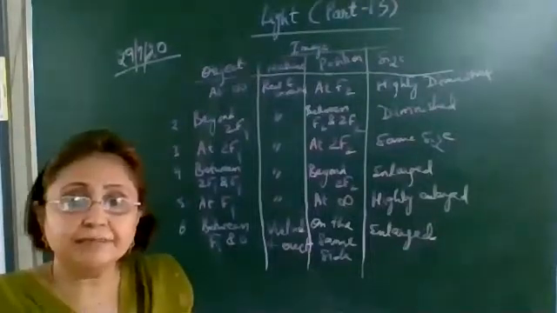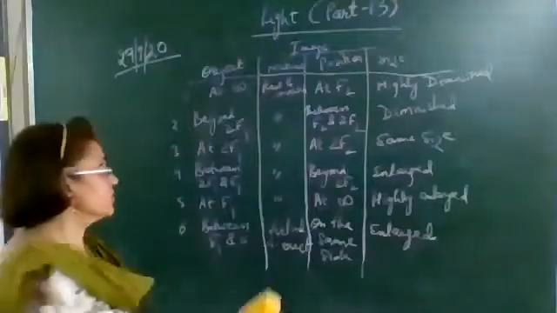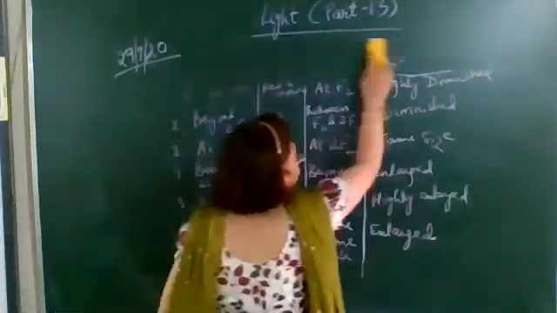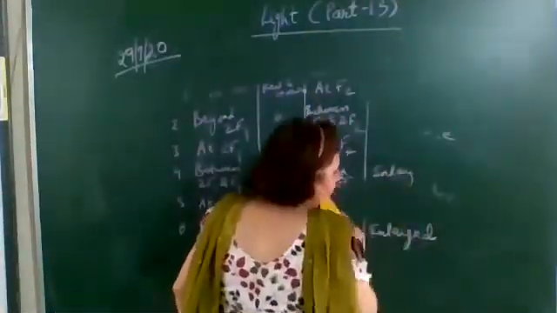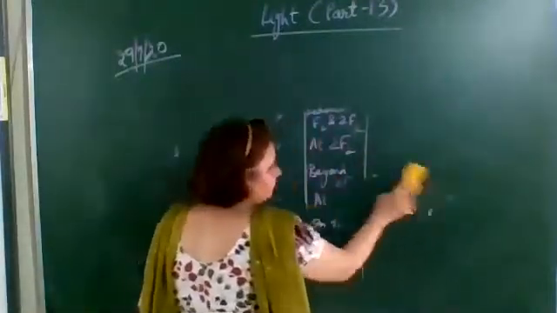Next, we'll study the image formed by a concave lens. Now next we'll proceed to concave lens. Here the concave lens always forms the same type of image.